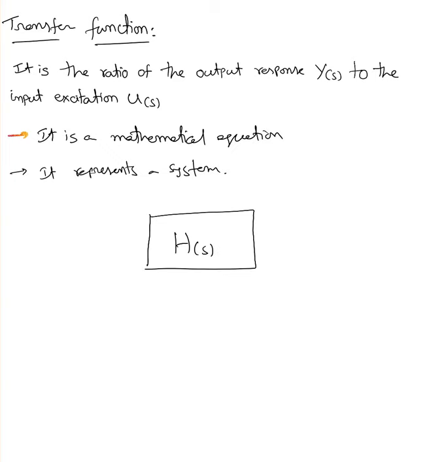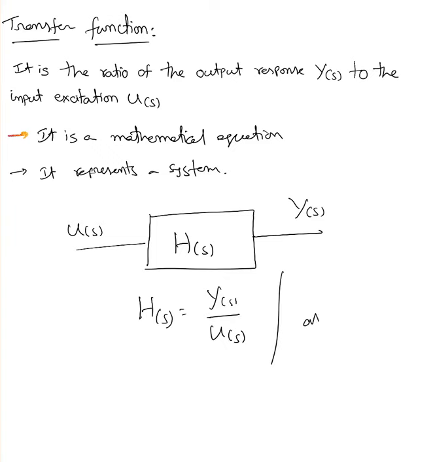That h of s is in the s domain, and output as y of s and input as u of s. So the transfer function is defined as h of s equal to y of s over u of s, assuming initial conditions 0. What are the initial conditions? I'll talk about it in a minute.